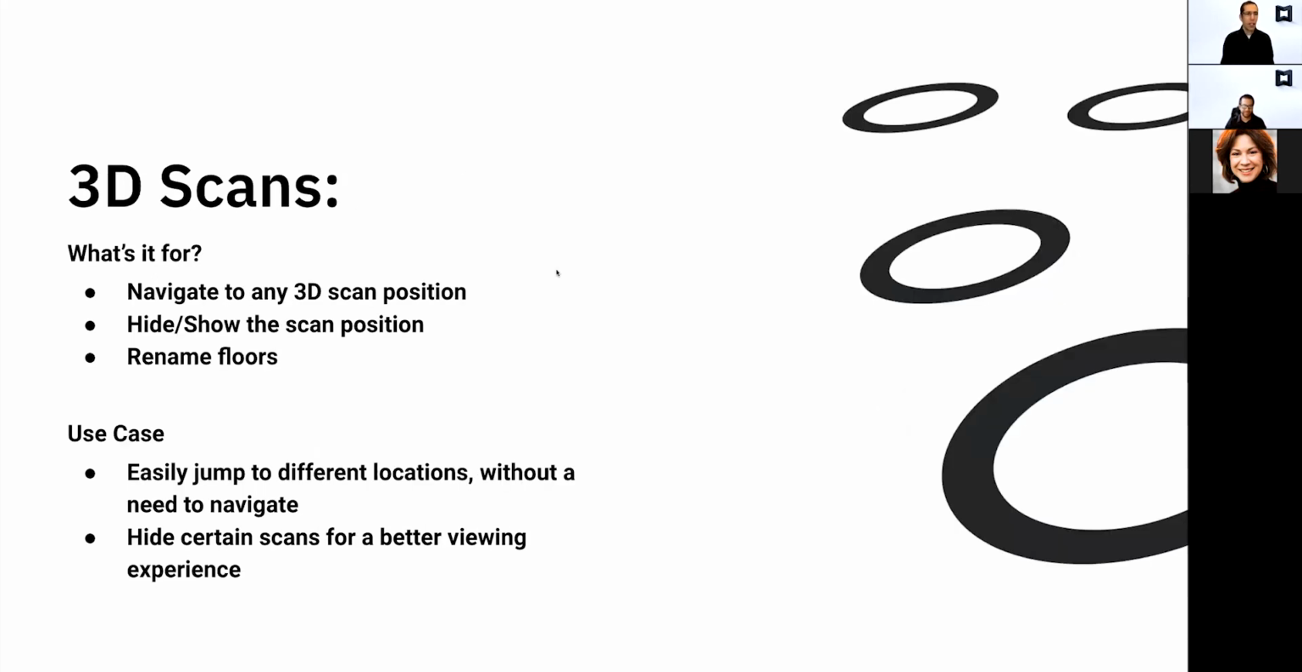Okay, 3D scans. So this tool allows you to navigate to all the different 3D scans that you have captured in your model. You can use this tool to hide them. You can use this tool to rename the floors, like many other tools that organize the different things that you're looking at. In this case of the 3D scans, they're organized by floors. You can rename the floors as well with this tool, and that allows your visitors, if you are on a multi-floor structure, to see those renamed floors in the bottom in the floor selector. So that's another thing that you can do here.